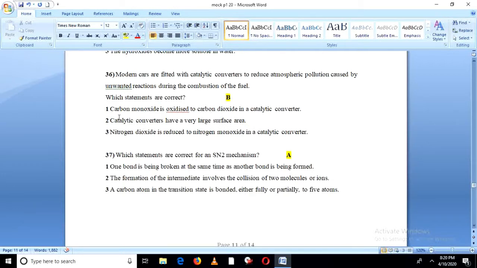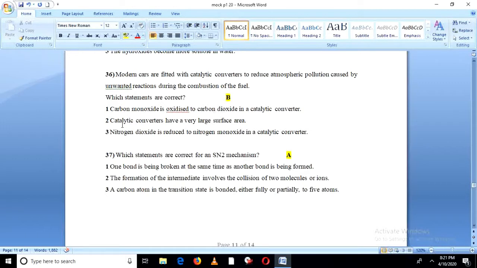If you would go through the statement 1, carbon monoxide is oxidized to carbon dioxide in a catalytic converter. Yes, this is the thing that happens in the catalytic converter, that carbon monoxide is converted to carbon dioxide in the presence of nitrogen oxides.